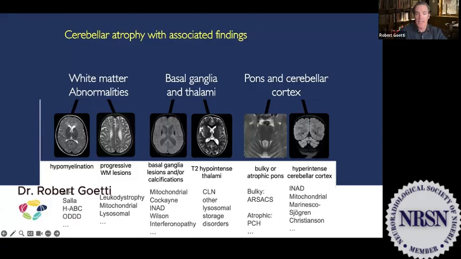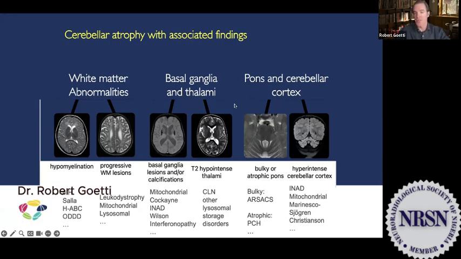to remember is the T2 hypointense thalami. If you have hypointense thalami on T2, that will be a strong indicator that the underlying problem is a storage disorder. And that can be either neuronal ceroid lipofuscinosis or other lysosomal storage disorders.